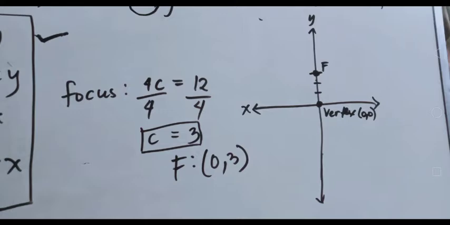Why is our focus at point 0, 3? Because we already know earlier, we have a clue that our parabola opens upward. So if it opens upward, and that is at vertex 0, 0, meaning only the y will move. So our x is 0, and then our y will move, so that is 3 units because our c is 3. And that is now our focus.